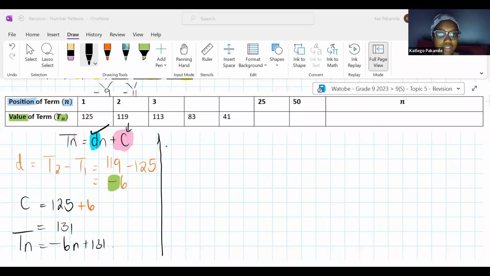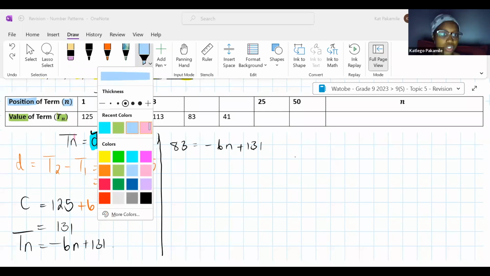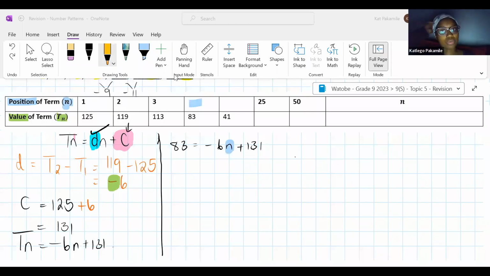So we've established that 83 is Tn, which means it's gonna go on the left. So it's gonna be 83 equals negative 6n plus 131. Now, I want the position, right? Actually, let me make it in the same color so you guys can see what I'm talking about. I want n, which is the position, which is going to go there. Tell me how I'm going to find n from the formula I have just written down right now. I want n to be sitting there on its own. So what do I do in order to get n to be sitting there on its own?